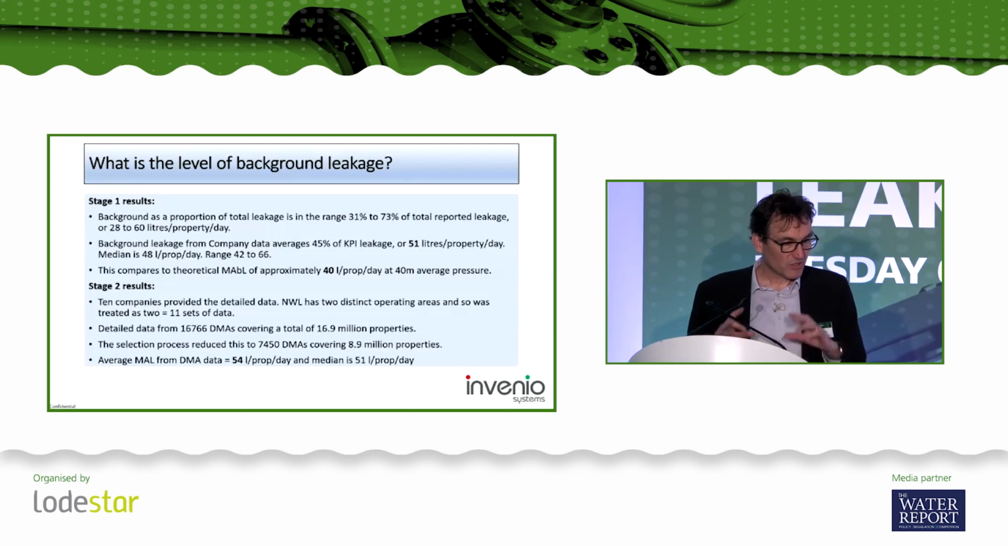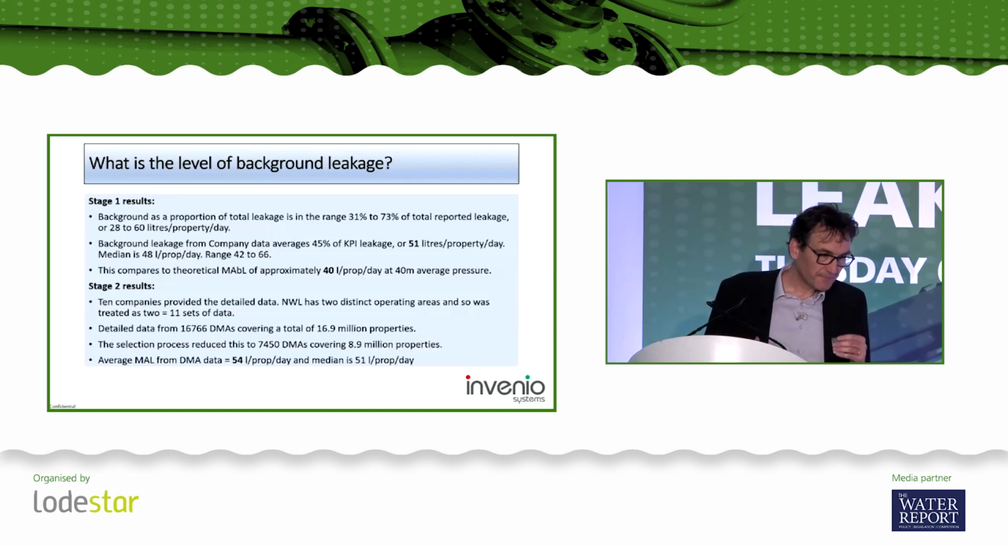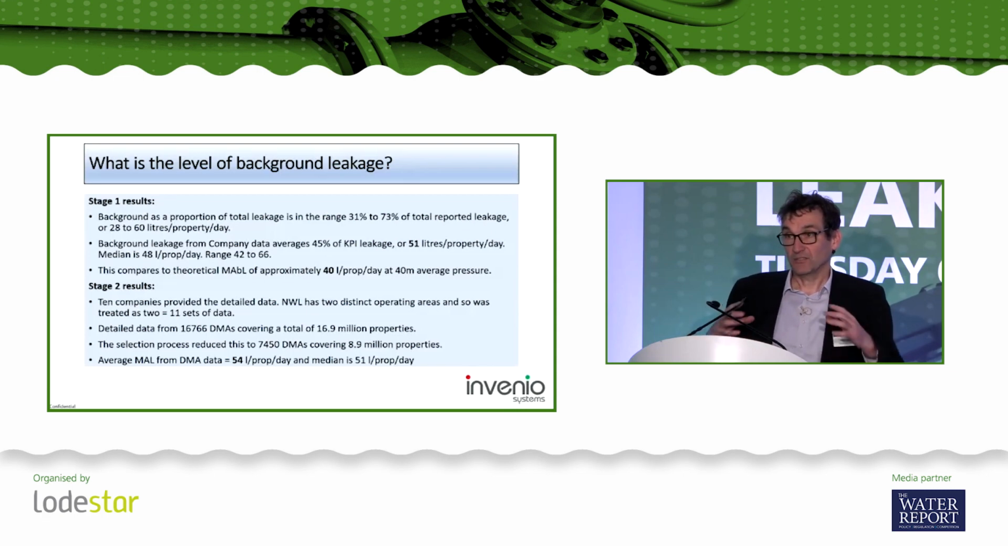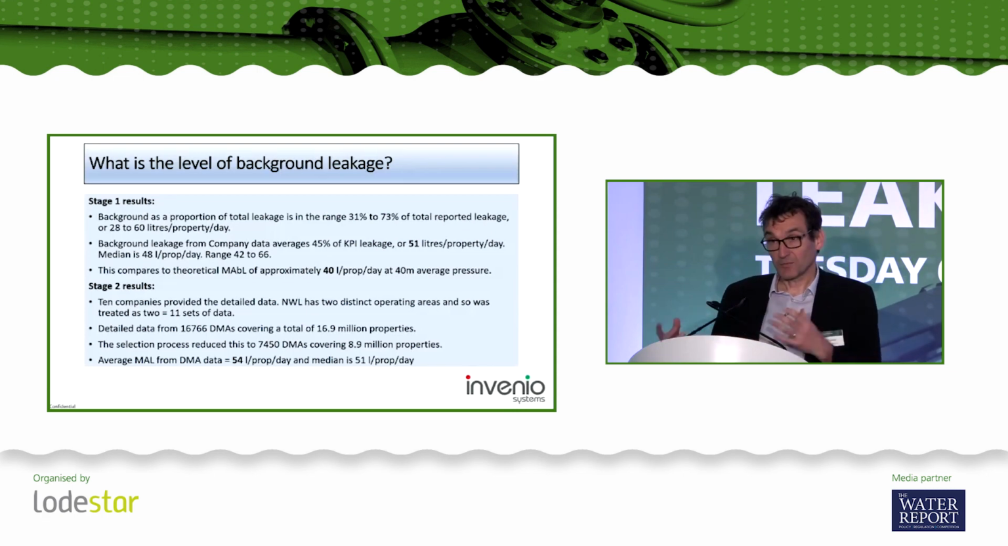And then in stage 2 results, we looked at the minimum achieved leakage level, and we ended up with a minimum achieved leakage level at DMA level of about 54 litres per property per day. So they're pretty similar: what water companies think their background leakage is and what the evidence shows from the stage 2 results, which indicates that there's not a huge difference between minimum MAL and MABLE in practice.